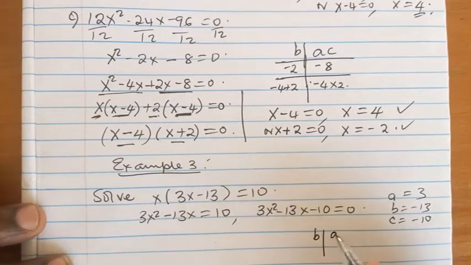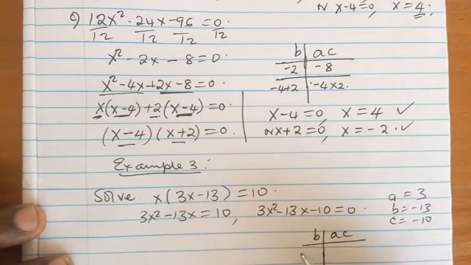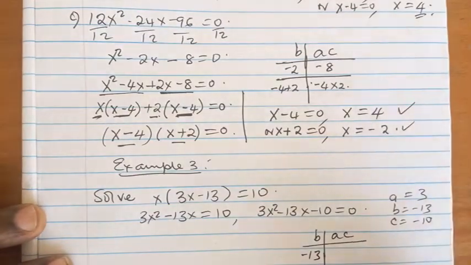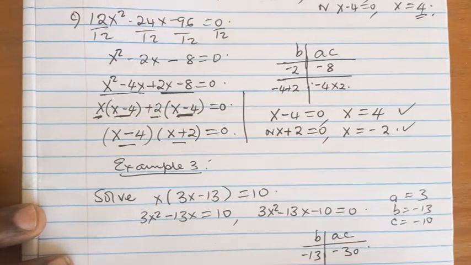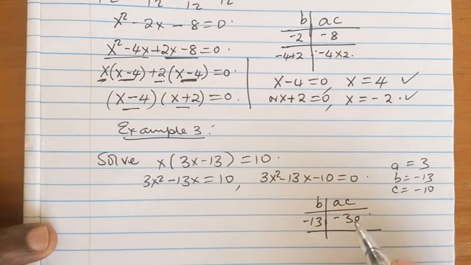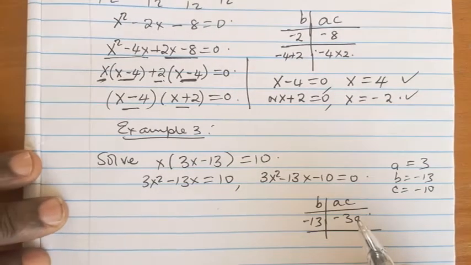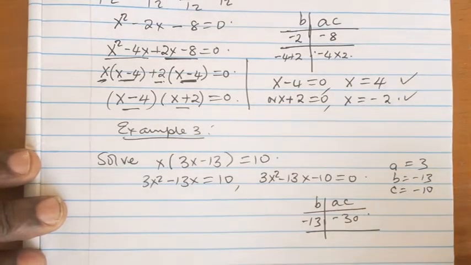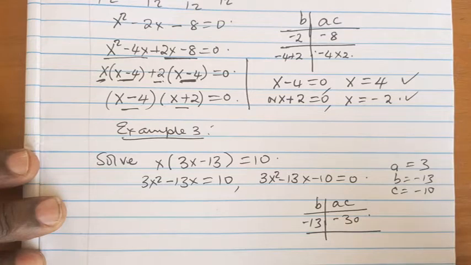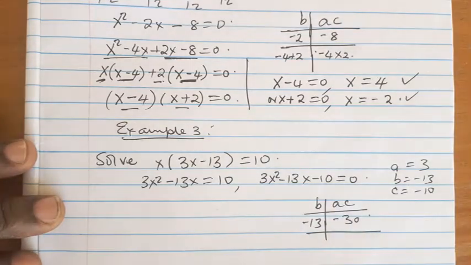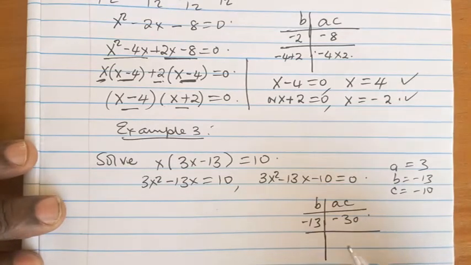So the BAC approach is a bit interesting here, because the b is minus 13 and the AC is minus 30. Which two numbers do I multiply to give us minus 30, and I add, they give us minus 13? One of them is negative, the other one is positive. If we ignore the signs, there's a difference of 13 between the two numbers. So obviously there's a 15 and a 2. So minus 15 plus 2, minus 15 times 2.